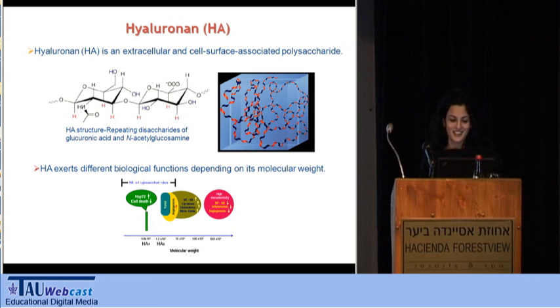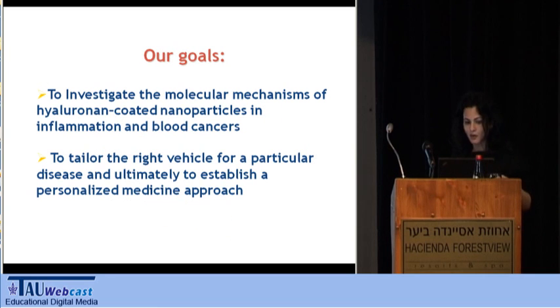HA exerts different biological effects depending on its molecular size. And here, literature reports regarding these effects are not consistent. Our goals, as I said, are to investigate the molecular mechanism of HA-coated nanoparticles in inflammation and blood cancers. Doing so, we would be able to tailor the appropriate carrier for a specific disease and ultimately to establish a personalized medicine approach.